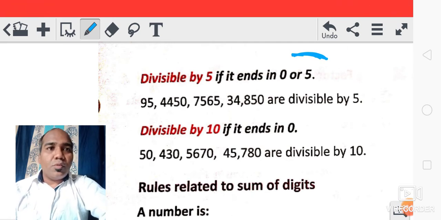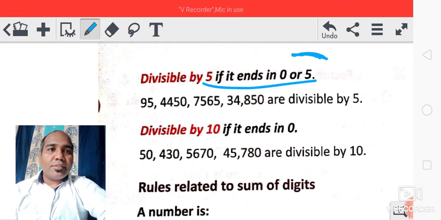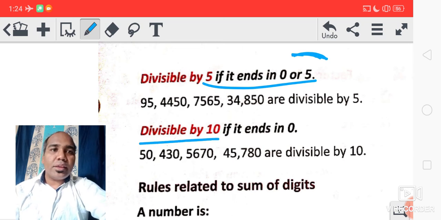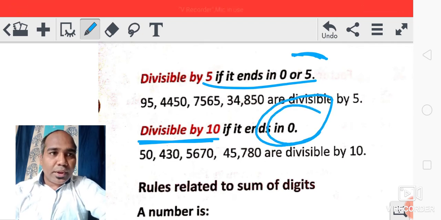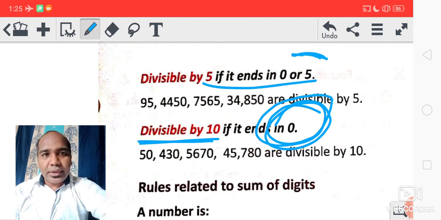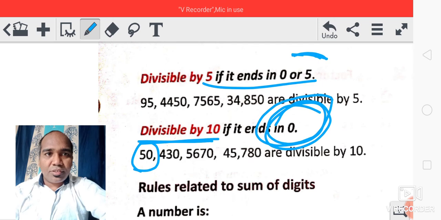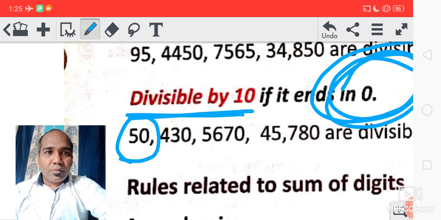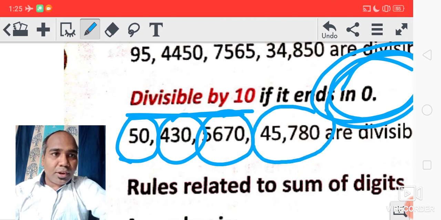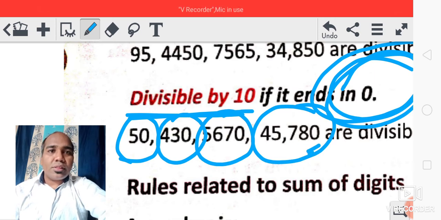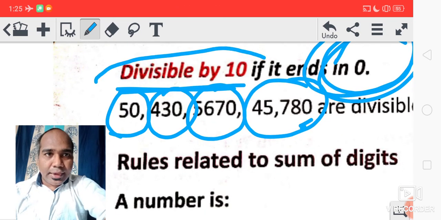So we have seen the rule for 5. Now we'll see the rule for 10. How can we say a number is divisible by 10? Only one condition is there. If any number ends with 0, that will be divisible by 10. Like 50, the last digit is 0. 430, the last digit is 0. 5670, the last digit is 0. 45,780, the last digit is 0. So all these numbers are divisible by 10.